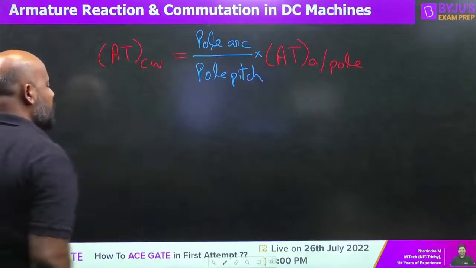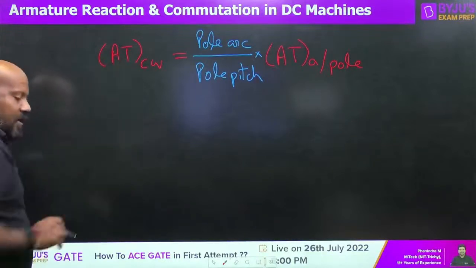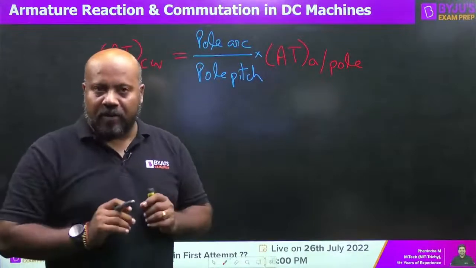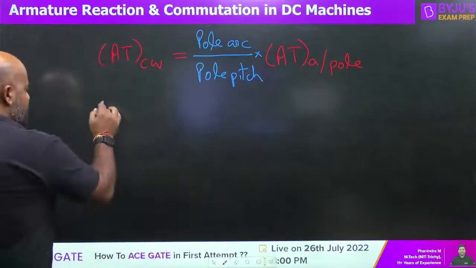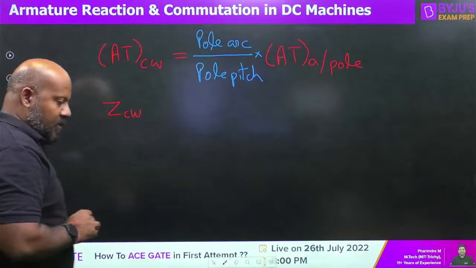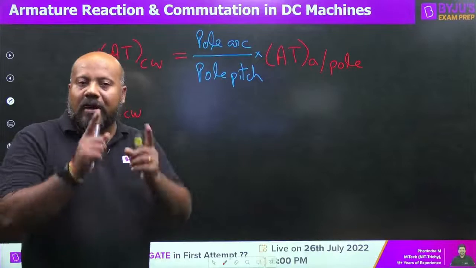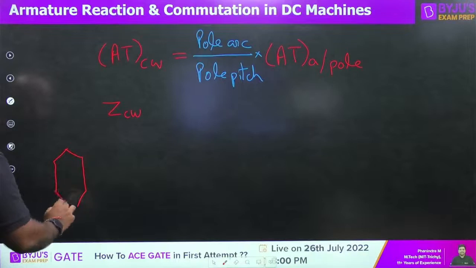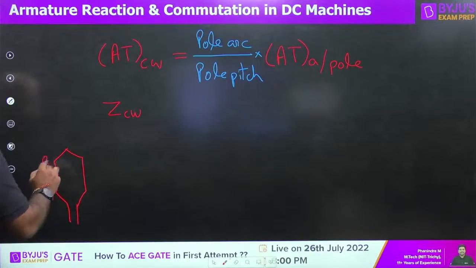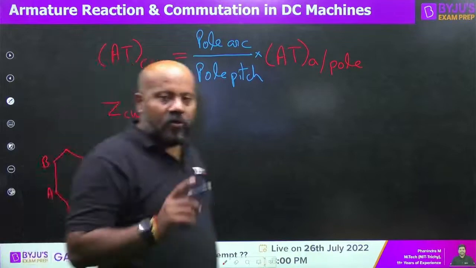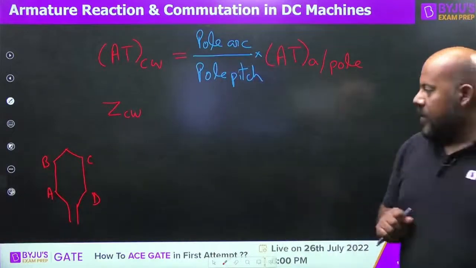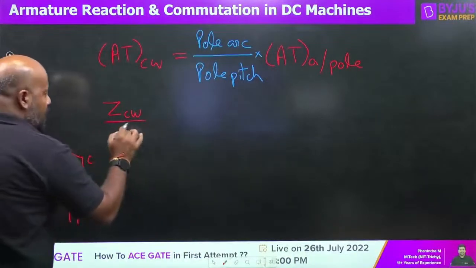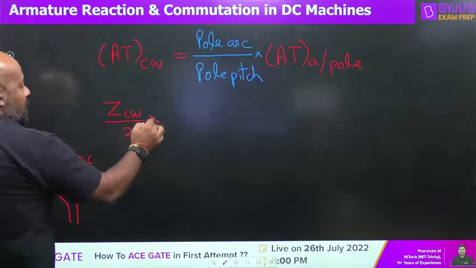Now how do we define ampere turns of the compensating winding? Ampere turns means number of turns multiplied by current in each turn. So how do we define the number of turns? If you have total ZCW conductors in the compensating winding, how many conductors do you require to make one turn? You require two conductors, A to B and C to D. It means if you have ZCW conductors, the number of turns is ZCW divided by 2. What is the current in each turn?